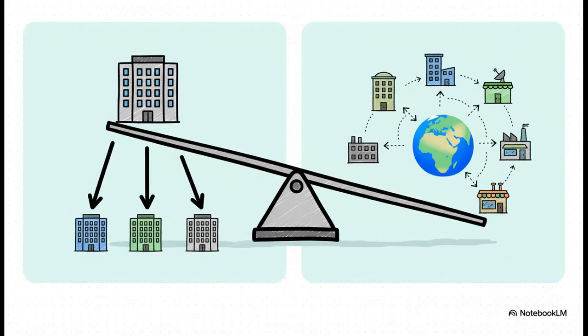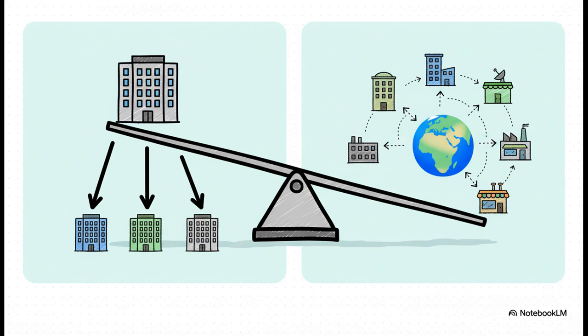This visual perfectly captures the fundamental tug-of-war in any global organization, centralization versus decentralization. On one side, you have centralization, where headquarters calls all the shots. This gives you tight control and consistency. On the other side, you have decentralization, where local managers have the freedom to make their own calls. This gives you speed and local adaptation.